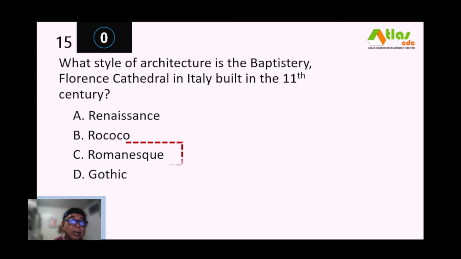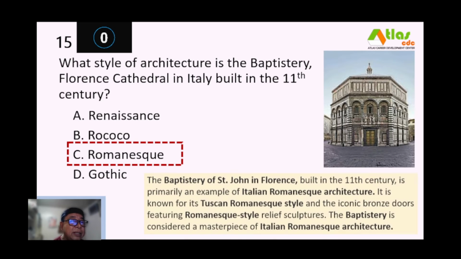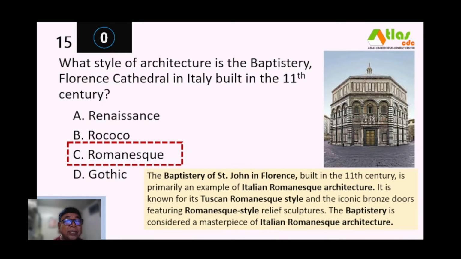And our correct answer is C, Romanesque. So the baptistery of St. John in Florence, built in the 11th century, is primarily an example of Italian Romanesque architecture. It is known for its Tuscan Romanesque style and the iconic bronze doors featuring Romanesque-style relief sculptures. The baptistery is considered a masterpiece of Italian Romanesque architecture.